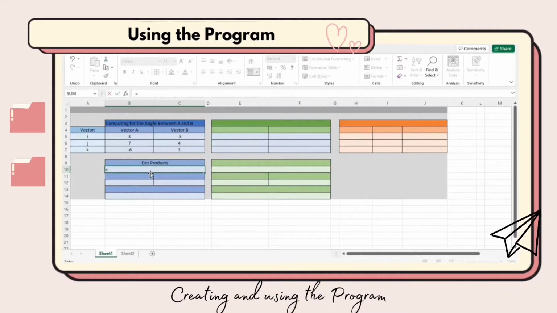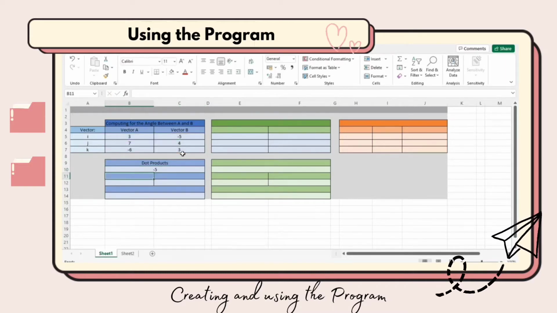So in Excel, we can just type open parenthesis and click the I component of vector A times the I component of vector B, plus open parenthesis the J component of vector A times the J component of vector B, plus the K component of vector A times the K component of vector B. So that's the answer for our dot product.